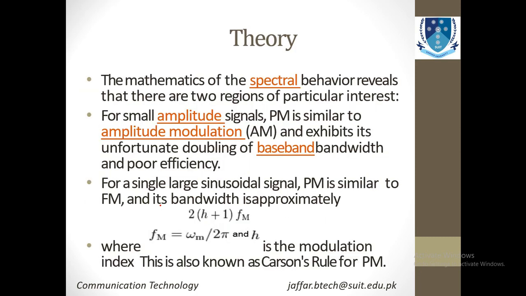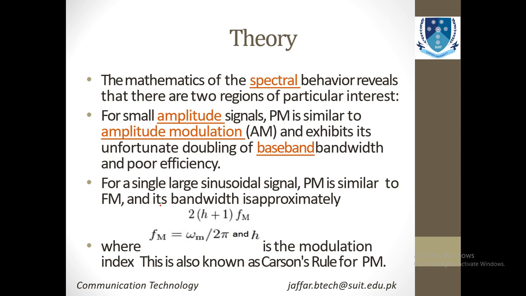Now coming towards the theoretical and mathematical portion, the mathematics of the spectral behavior reveals that there are two regions of particular interest. For small amplitude signals, PM is similar to amplitude modulation and exhibits its unfortunate doubling of the baseband bandwidth and poor efficiency. If you recall AM, there were two sidebands, and this PM corresponds to that same AM because of the doubling of the baseband bandwidth. Hence it causes poor efficiency.